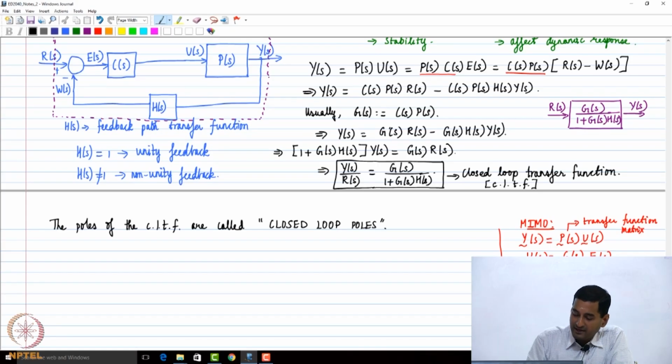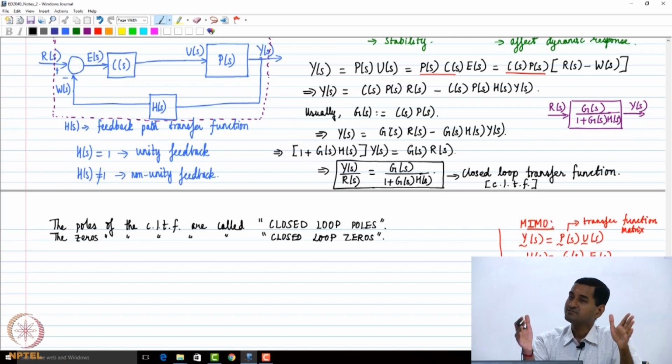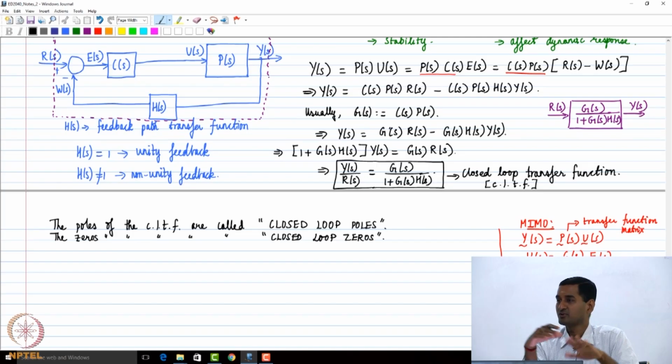And obviously the zeros of the closed loop transfer function are called closed loop zeros. These are some terms. So how do you calculate the closed loop poles? Once again, you give me any transfer function, poles are the roots of the denominator polynomial, period. There is no confusion in that.